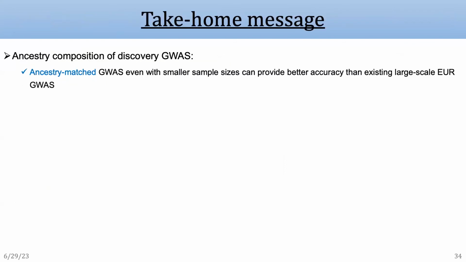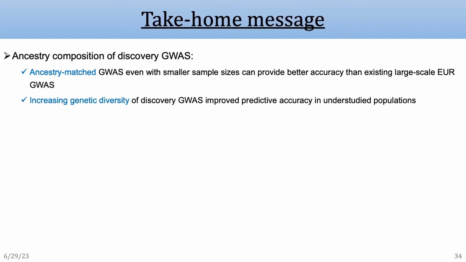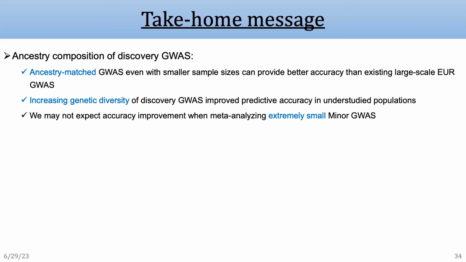So a brief summary for this section. In terms of ancestry composition, of course, we want to use ancestry-matched GWAS. This highlights the necessity of increasing the diversity of current genomic studies. And when we increase the diversity of the discovery GWAS, we found the accuracy also increased for the PRS multi, as shown in our previous slides. But we may not expect the accuracy to improve when we are meta-analyzing very small GWAS from the minority population, such as in the magnitude of 5,000 or 10,000.